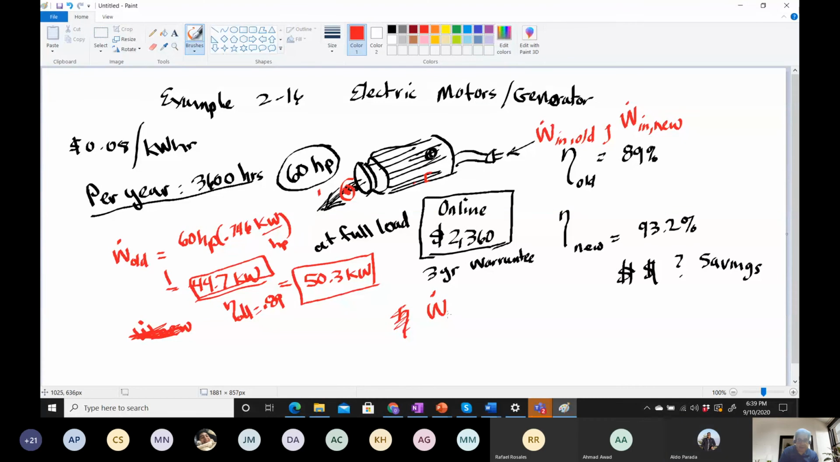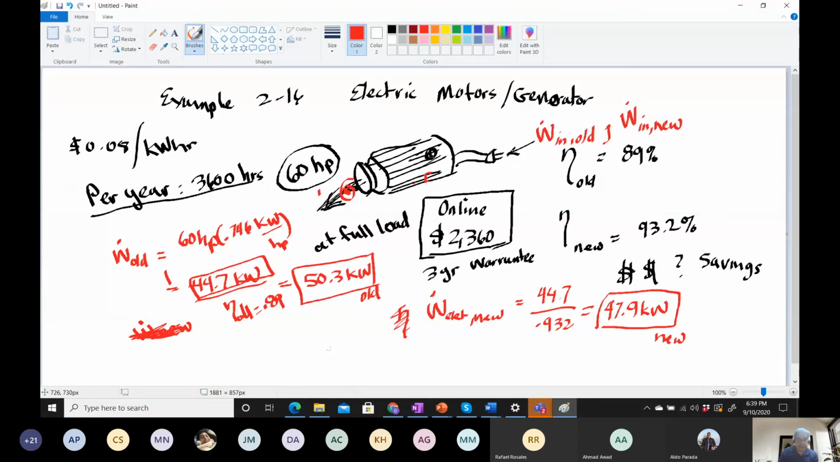But then you look at how much electric work for the new one. If you can do 44.7 divided by 0.932, it should be less. 47.9. Thank you. So the new electric motor takes much less energy, right? It takes 47.9 kilowatts versus the old one, which takes 50.3.